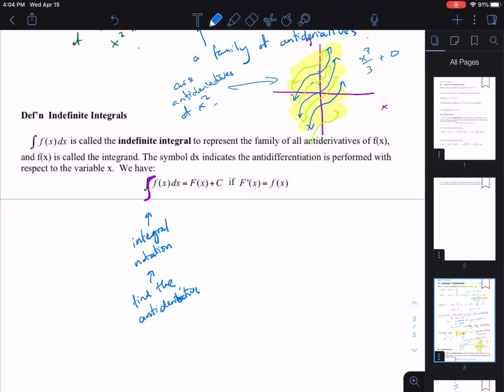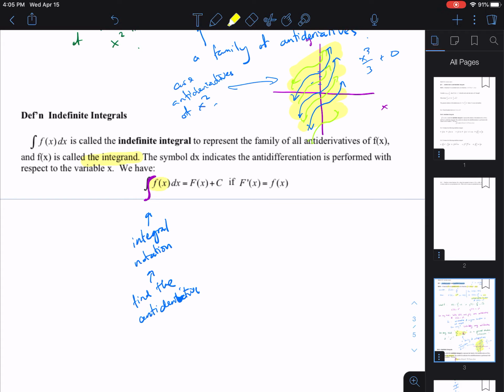Okay, so that squiggly line there is called the integral notation, and anytime we see that, immediately the math process, what we're supposed to do is find the antiderivative. Find the antiderivative of the function inside the integral. We call that the integrand. Okay, so let's go back from the beginning.